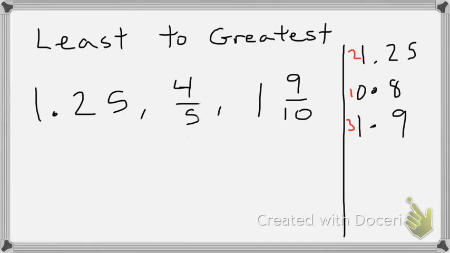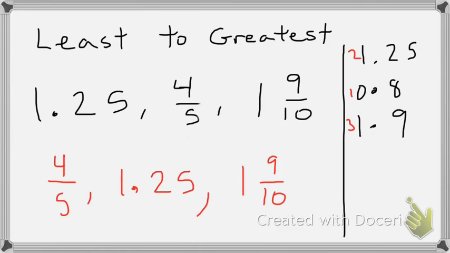So the smallest we said was 0.8 or 8/10, which is 4/5. So that one would be first. The next smallest was, or next biggest was 1.25. And then the biggest was 1.9, which is 1 9/10. So once you put them in decimal form, you find out which one is from least, the smallest, to the biggest. Then you have to put them back in their original form and put them back in the order that they ask. Again, this was least to greatest. Sometimes it'll be greatest to least.